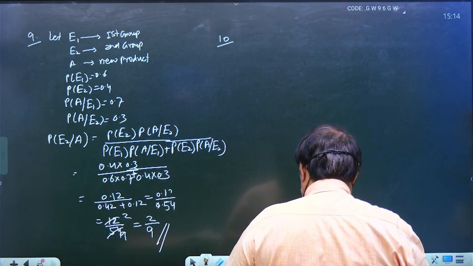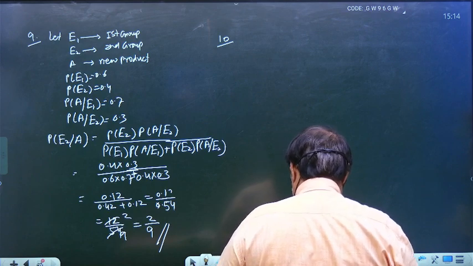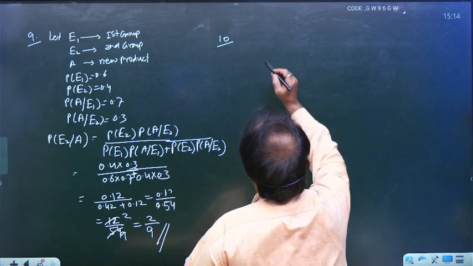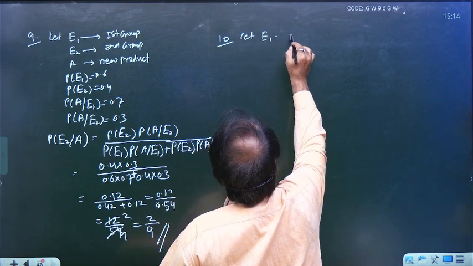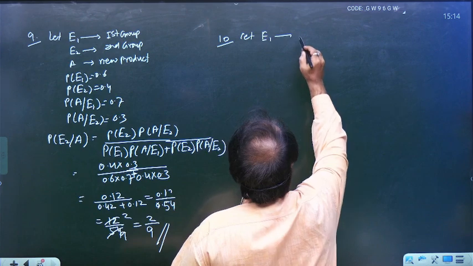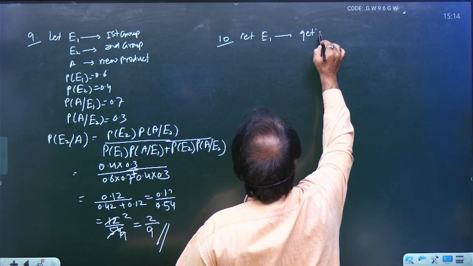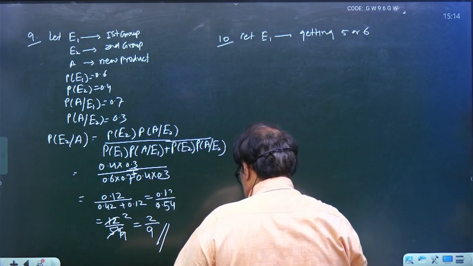So let E be the event of getting 5 or 6.